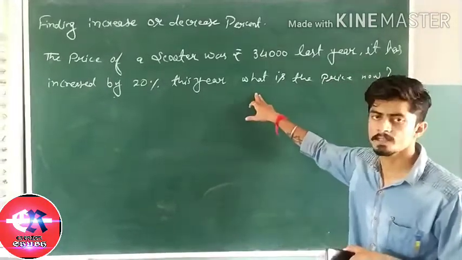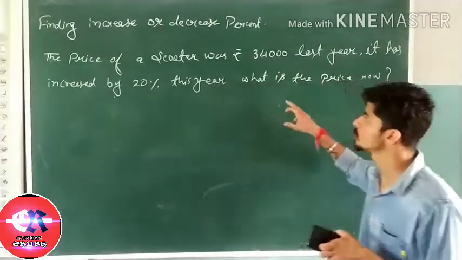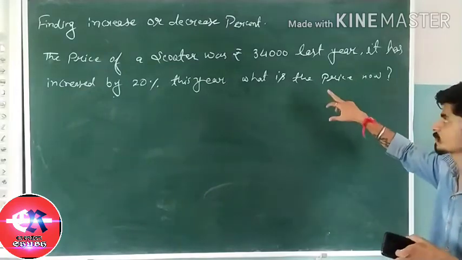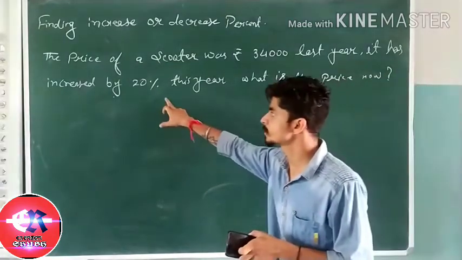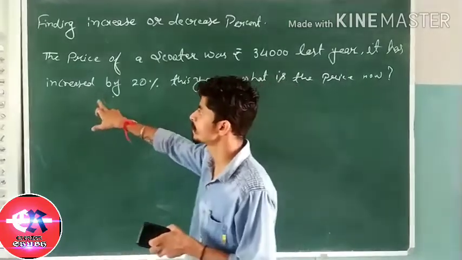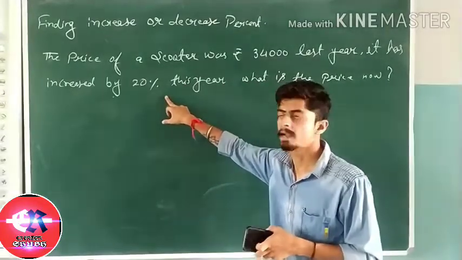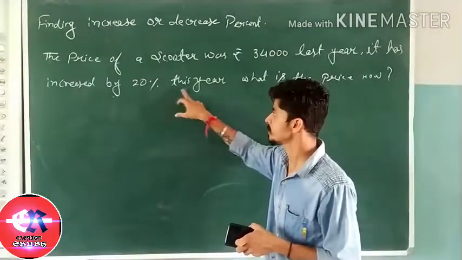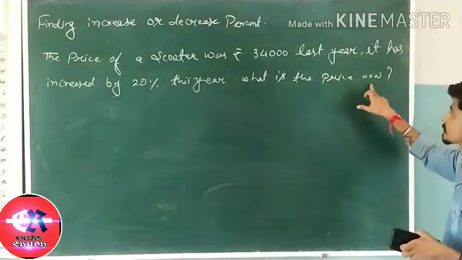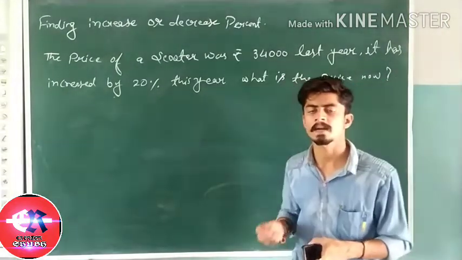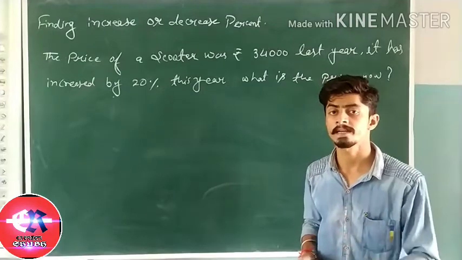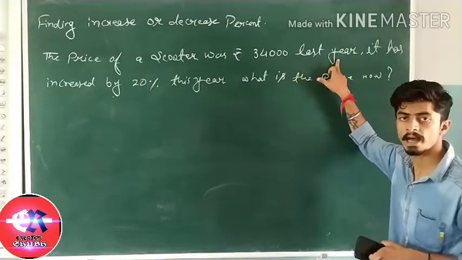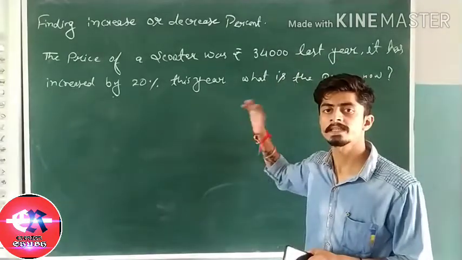So there is a situation given as a question. The price of a scooter was rupees 34,000 last year, not current, it is last year. It has increased by 20%. This is increased, that means growth of value by 20% this year. What is the price now? That means it is asked what is the price of that scooter on the current date, and the price given is 34,000, which was for last year, and it has increased.